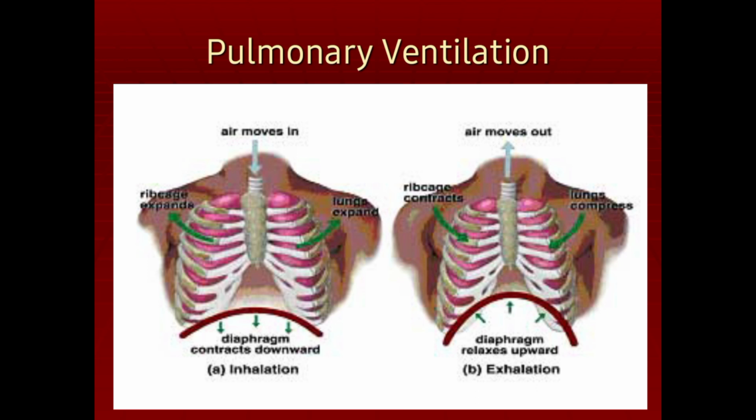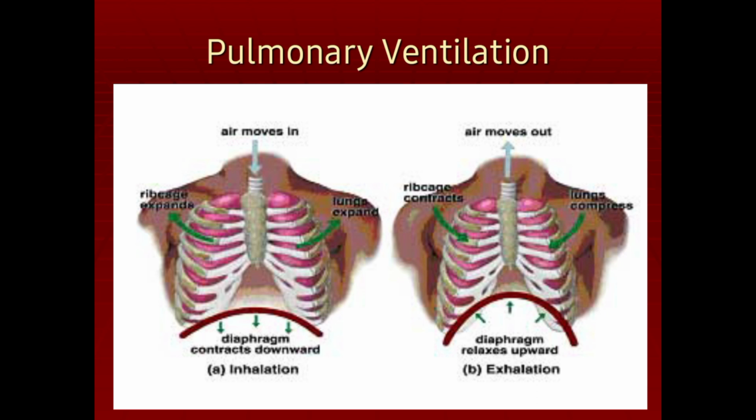Now to expiration, which is a passive process. The diaphragm and the external intercostal muscles relax. So the rib that expanded earlier comes down first. Then, second, the volume of the thoracic cavity decreases. Then the interpleural pressure becomes less negative.